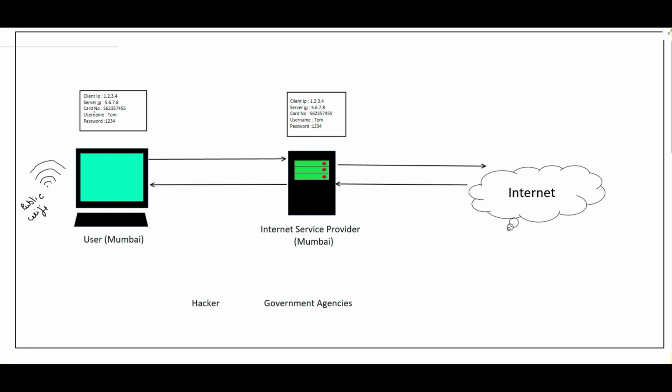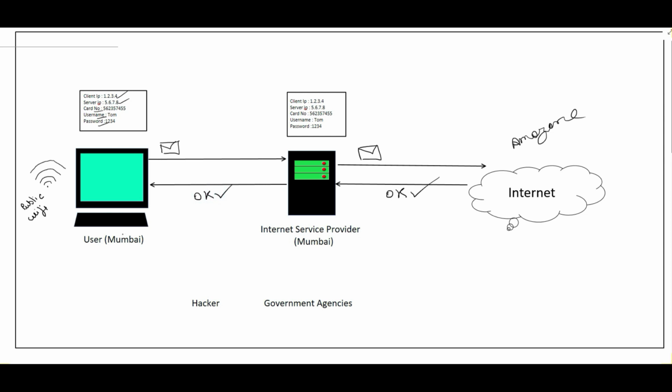So here is the card number, username, password, Amazon server address, and the user machine information. The same message will be submitted to the internet service provider. It will receive all the information the user has submitted in the message, and the same message it will transfer to the internet. And the Amazon server will respond that the payment has been submitted successfully, and the same response will be returned to the user.